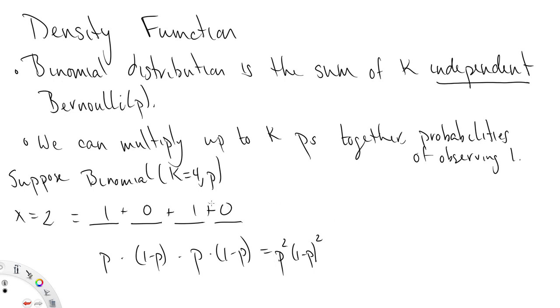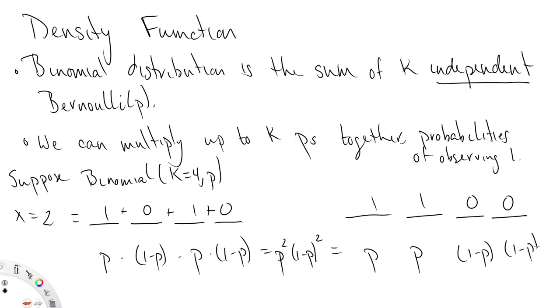But I want you to notice that 1, 0, 1, 0 is just one of the many ways we could observe x equals 2. We could similarly observe 1, 1, 0, 0. Now look, the sum of these 4 Bernoullis is still the one binomial x equals 2. What's even trickier to see is that the probability of this sequence of 1s and 0s is still p squared times (1 minus p) squared.